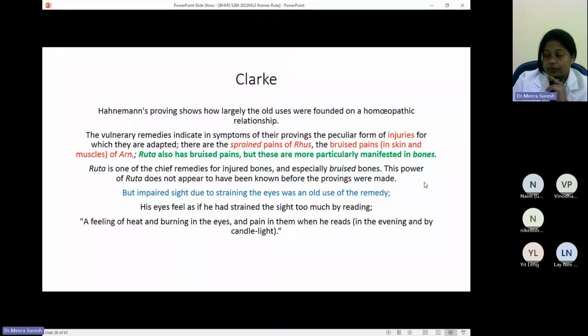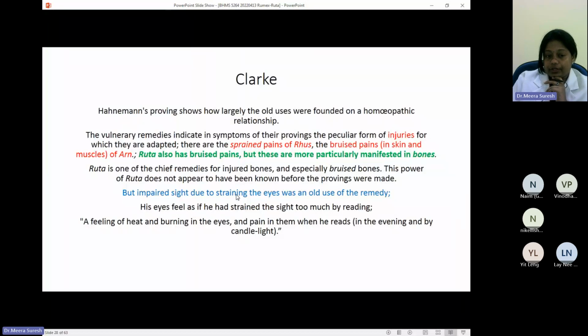If it is nearer to the bone, that structure, it's not here. It is all already told, the structures near to the tibia. In the tibia, the affections will be more. So Ruta is one of the chief remedies for injured bones, especially the bruise sensation. This power of Ruta does not appear to have been known before the provings were made. So this injury action of Ruta was not known to old school medicine.